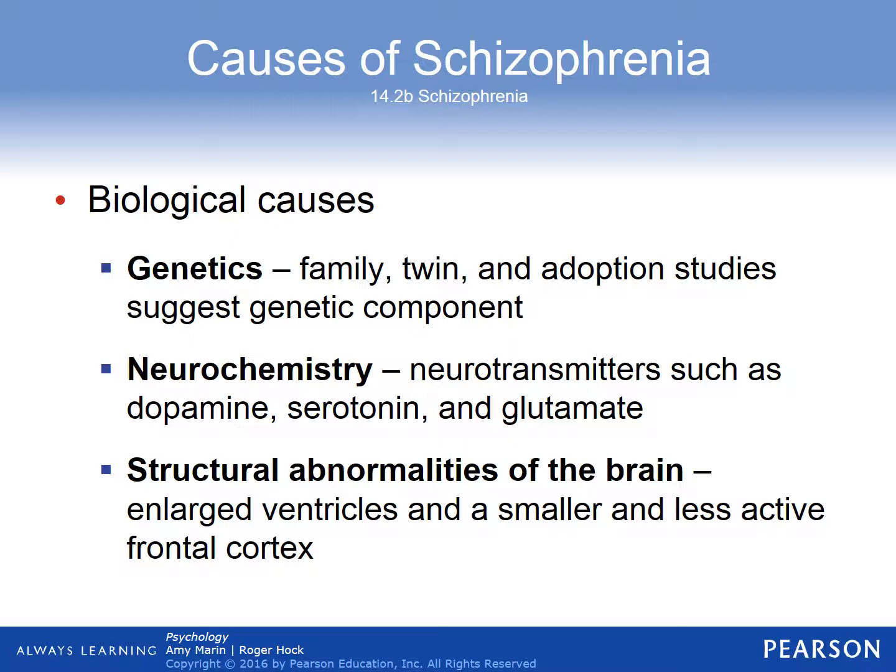Then we have the neurochemistry, the neurotransmitters not working properly. And then we have structural abnormalities of the brain. This is a big one. If you look at the brain of someone with schizophrenia, it looks very different than someone without.